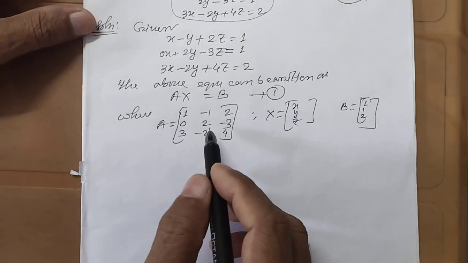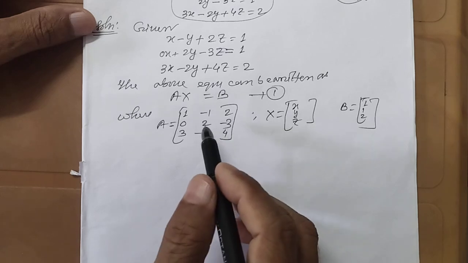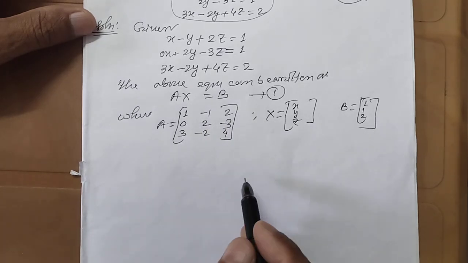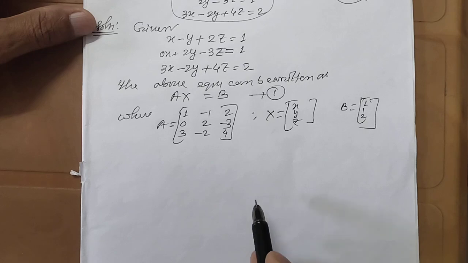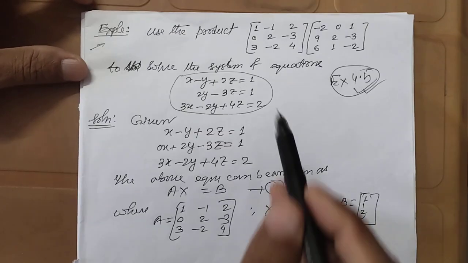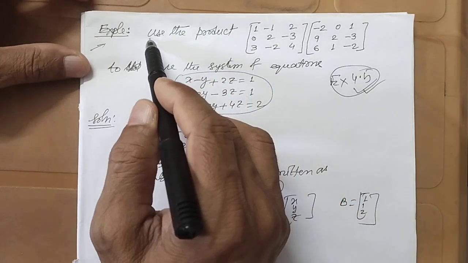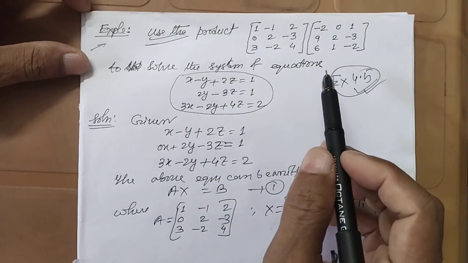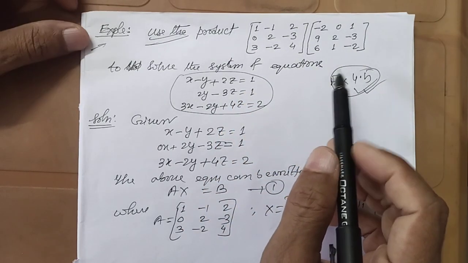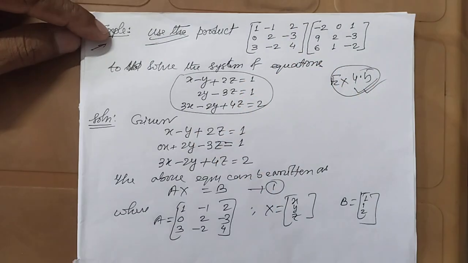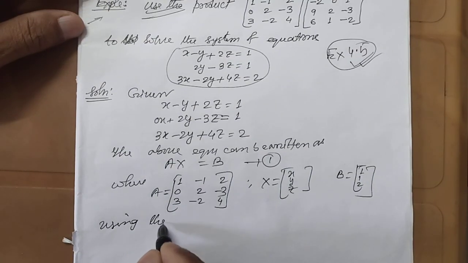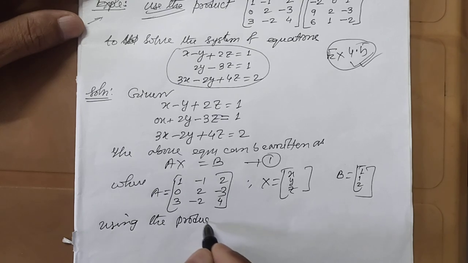We have to find A inverse, which you did in the previous class, by finding the determinant of A, cofactors of A, adjoint of A, then A inverse. But in this question, you see it is a little bit twisted. You are asked to use this product, not find A inverse by the previous cofactors method. We have to use this product. So I am using the product.